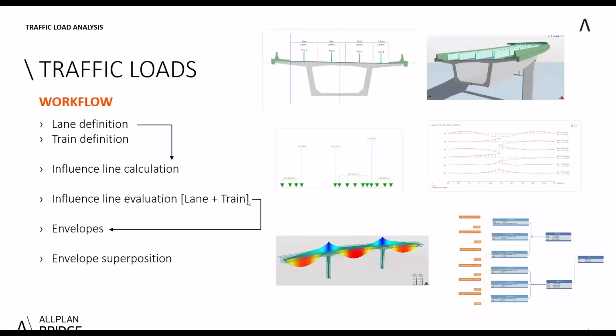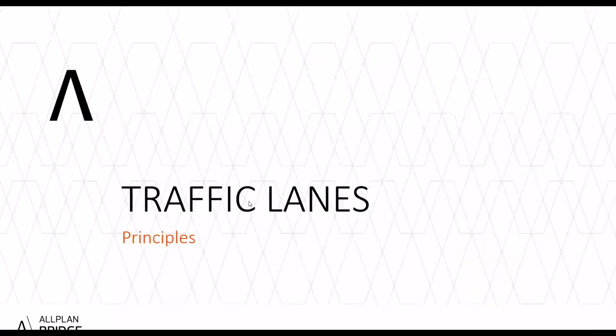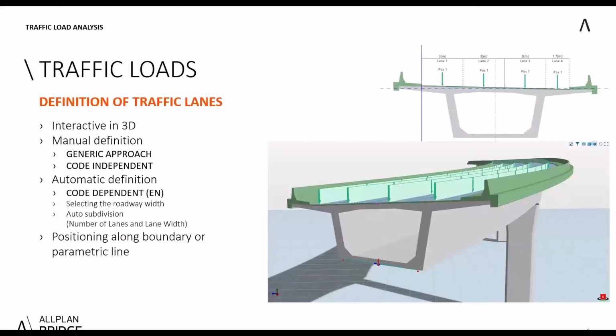We will start with the lane definition. As already mentioned, our approach is pretty much the same as you also get it from the code. The code prescribes a certain width of the lanes, and in the same way, we can apply the lanes in Allplan Bridge. The nice thing about it is we can really apply it on the real cross-section. So it's not just a scheme, but you're really putting the lanes on the cross-section of your model. And we have a generic approach for this.